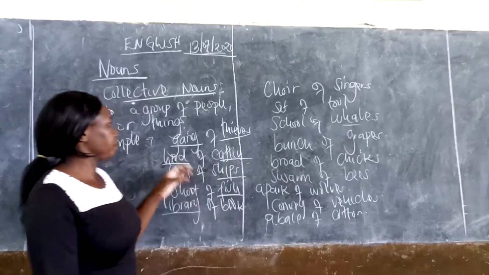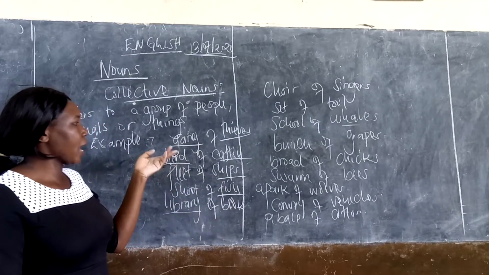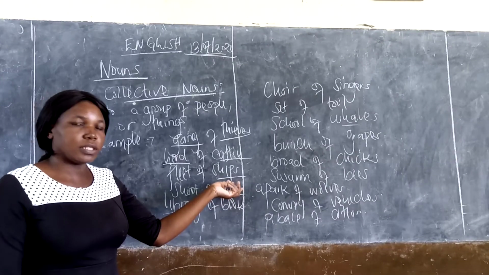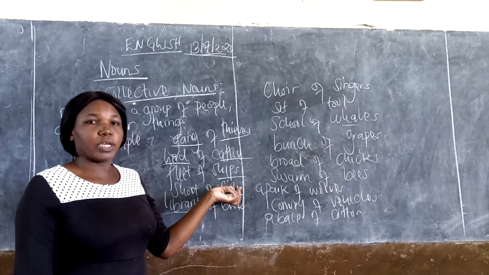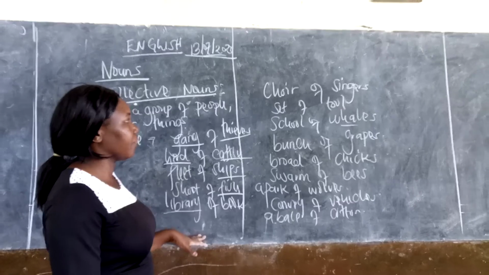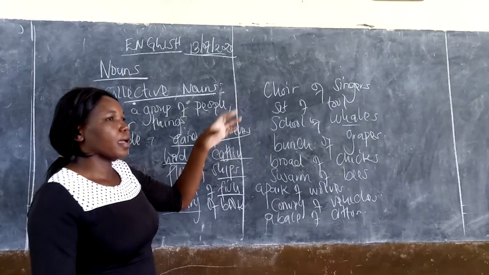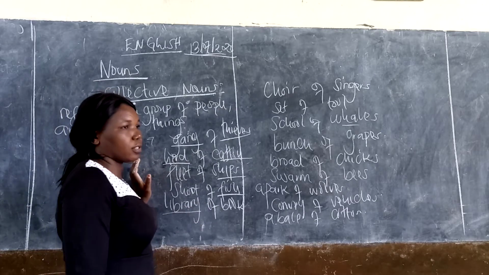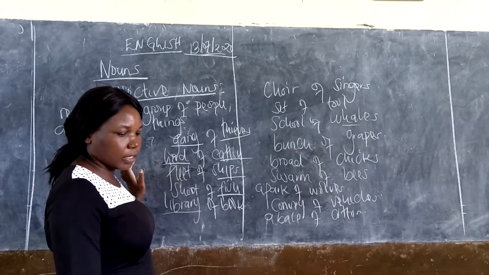I said here, gang of thieves, herd of cattle, fleet of ships. And this fleet is the fleet of transportation, water transport. We have choir. That is all about the collective noun.